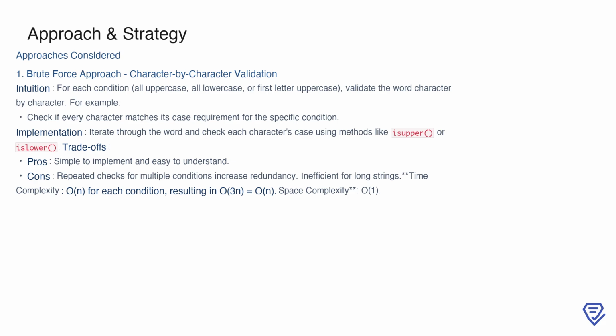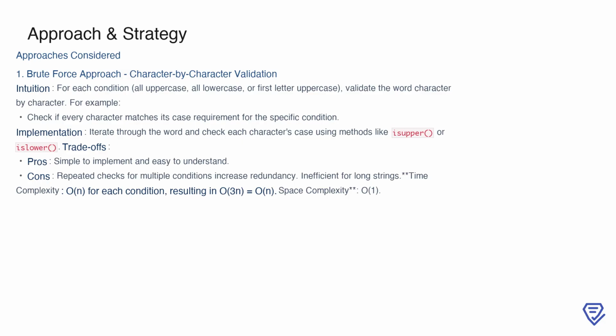To begin, let's consider the brute force approach, which involves validating the word's capitalization by examining each character individually. The idea here is to check whether the word satisfies one of the three conditions: all characters are uppercase, all characters are lowercase, or only the first character is uppercase. For implementation, we would iterate through the word and use methods like isupper or islower on each character to verify its case. While this method is straightforward and easy to understand, it has some drawbacks. Specifically, it requires repeated checks for each condition, leading to redundancy. For longer strings, this can become inefficient.